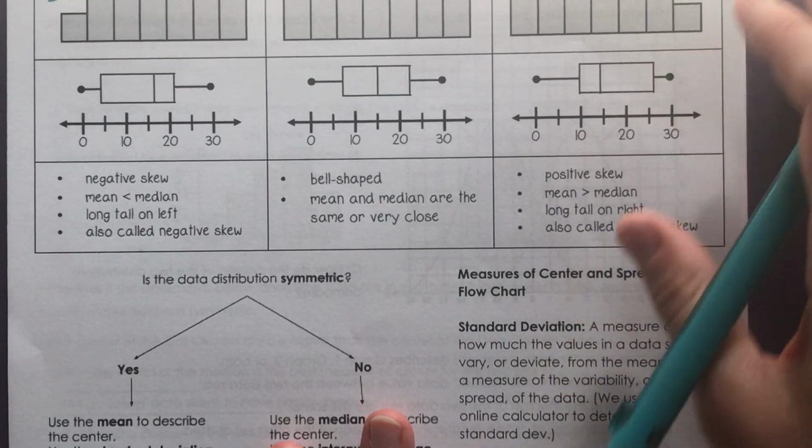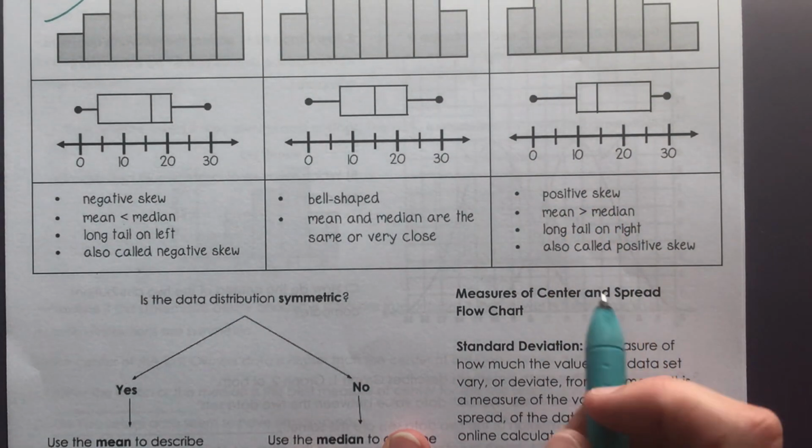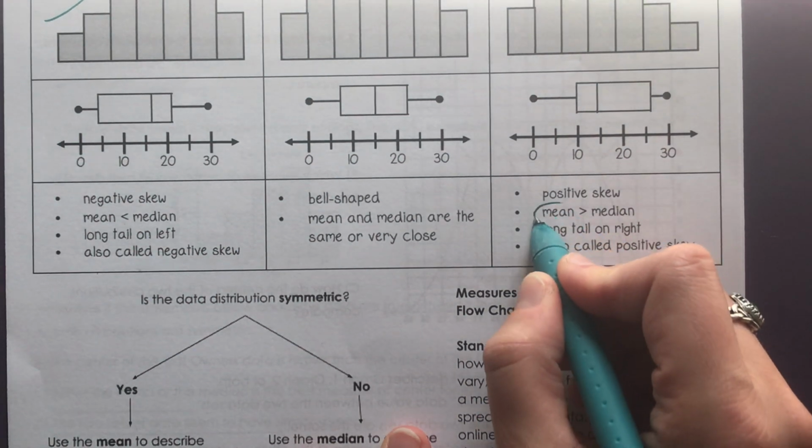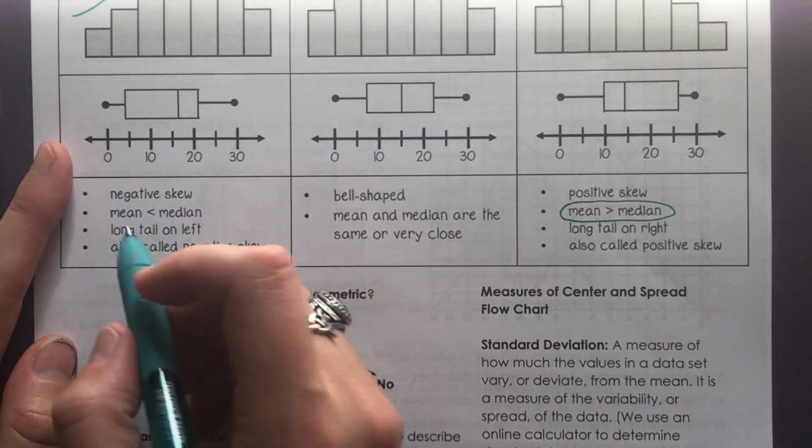Last one is a right skewed distribution. It has a positive skew. The mean is greater than the median. That's important. And it has a really long tail on the right.